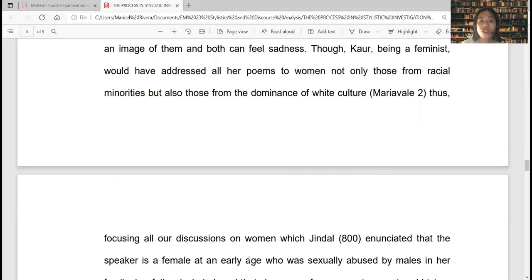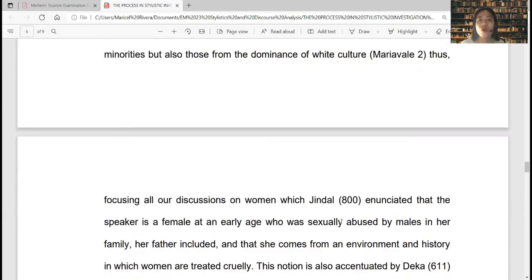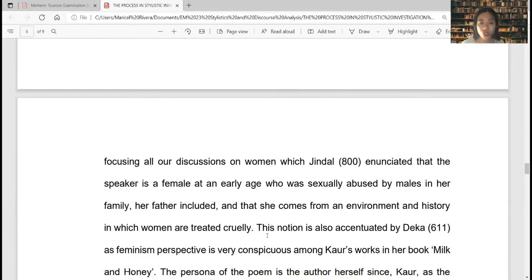Then, thus focusing all our discussions on women. Supposedly, we should focus on both, but since Kaur here is a feminist, probably most of her poems, if not all, really are being addressed to women. So that would be the focus of our discussion. That's why we are going to focus on women, which Jindal 800 enunciated, that the speaker is a female at an early age who was sexually abused by males in her family, her father included, and that she comes from an environment and history in which women are treated cruelly.